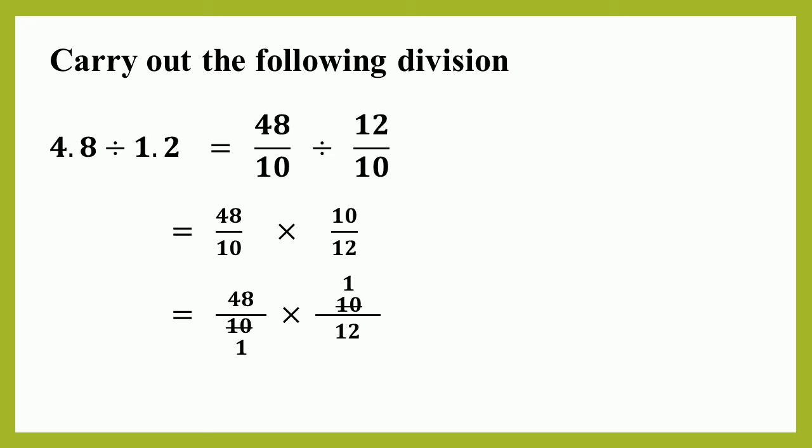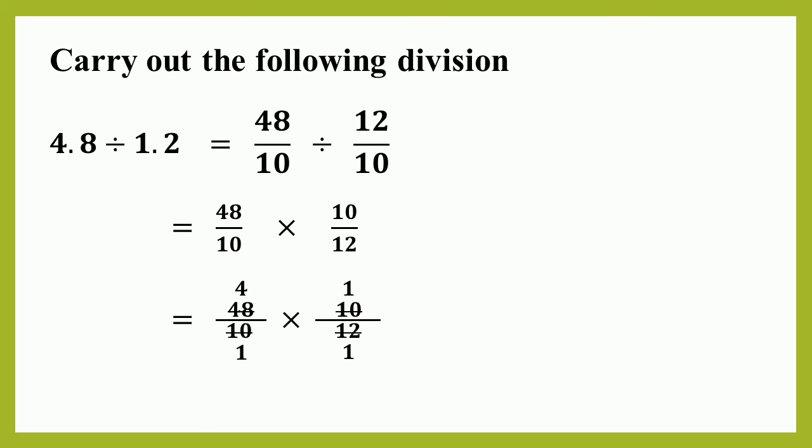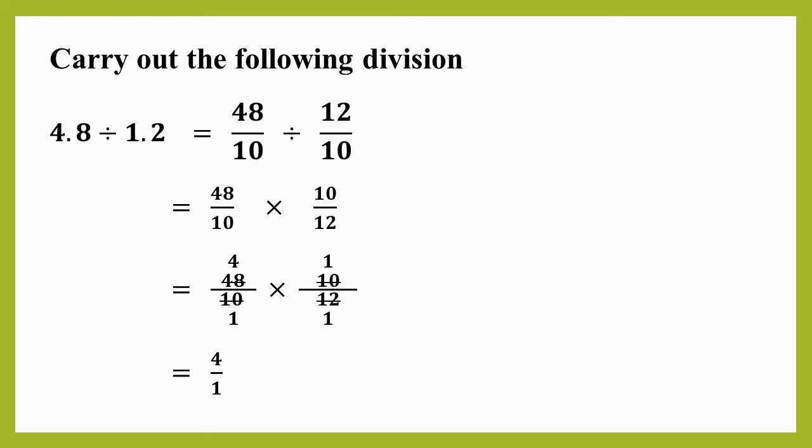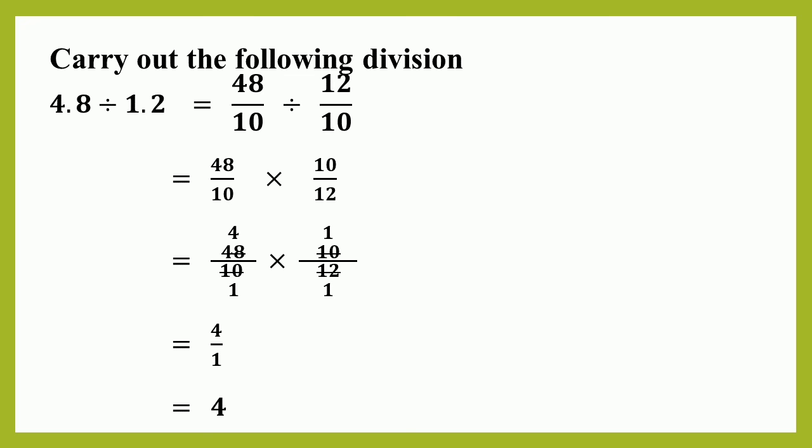And in the next step we will divide: 12 ones are 12 and 12 fours are 48. So the answer becomes 4 ones are 4 and 1 one is 1. So the answer is 4 upon 1, that is 4. This is our final answer.